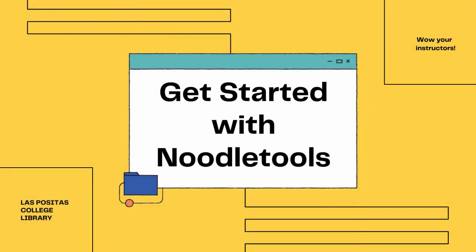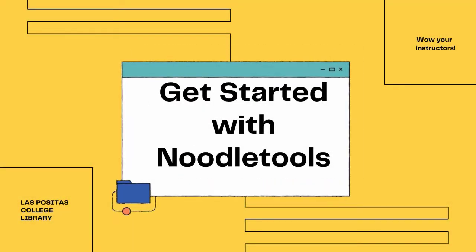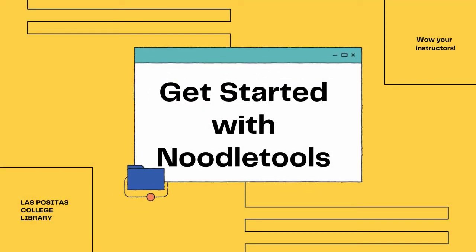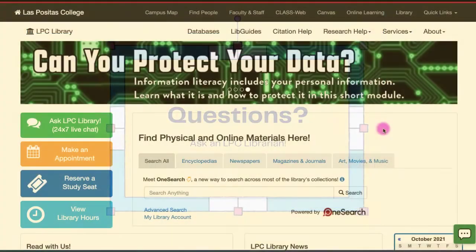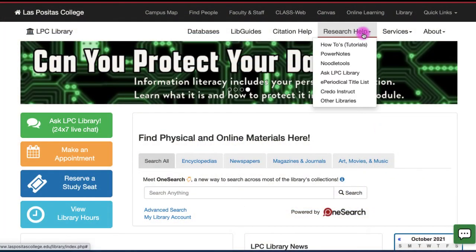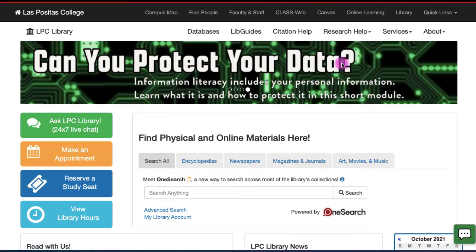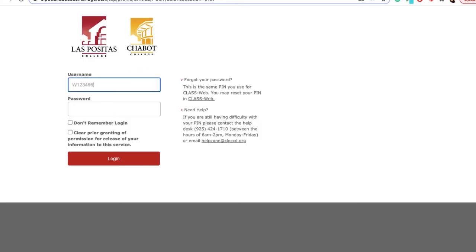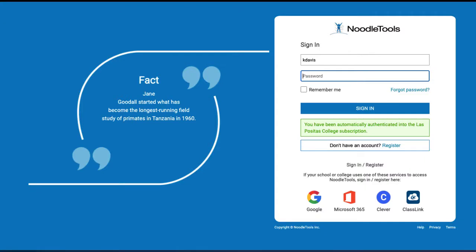This video will provide a basic introduction to using Noodletools to create and manage sources for a research project. Begin by accessing Noodletools through the library's homepage by clicking on the link under Research Help in the library menu. If you are off campus, you will need to log in with your WID number and the first 6 digits of your ClassWeb PIN before Noodletools will open.